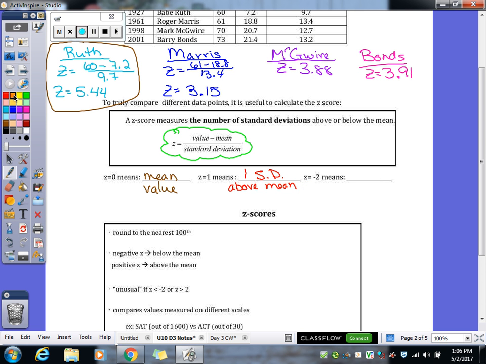So a z-score of -2, what do you think that means? That means we're 2 standard deviations below the mean. If your z-score is negative, you're below your mean.